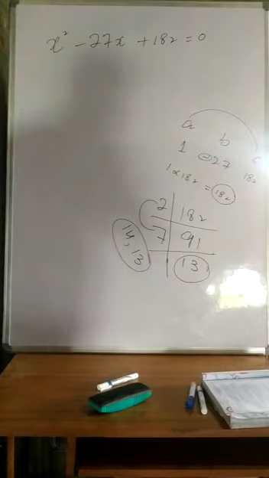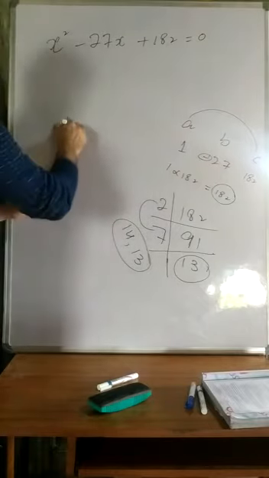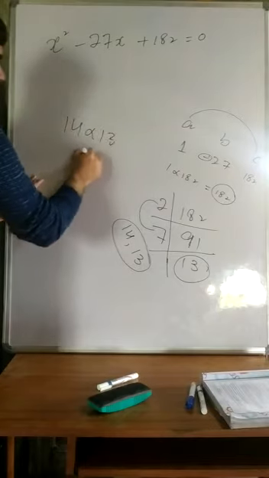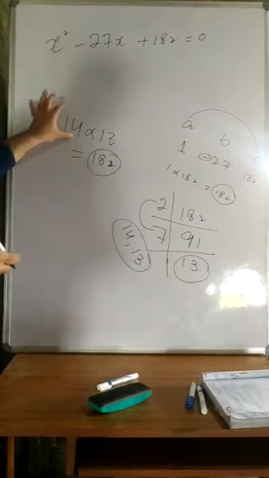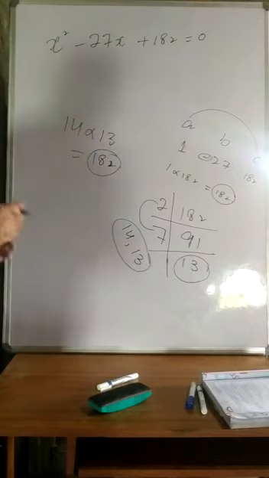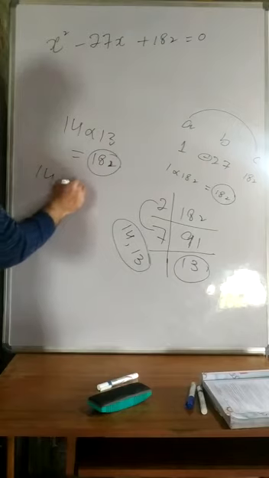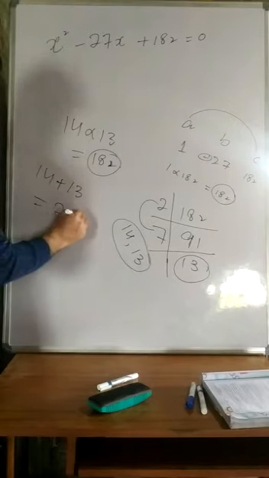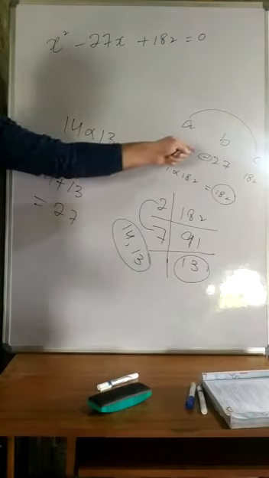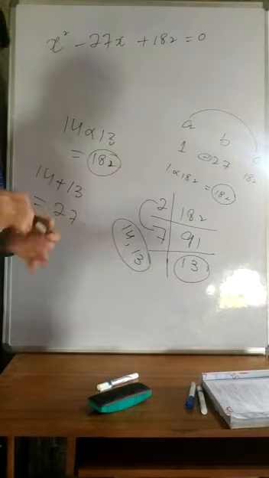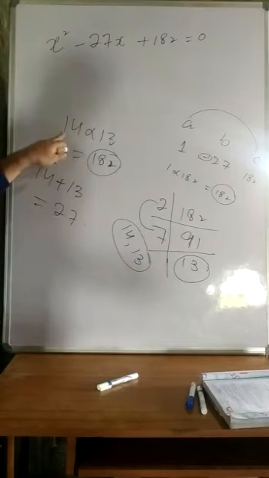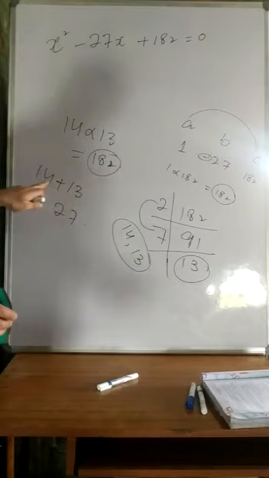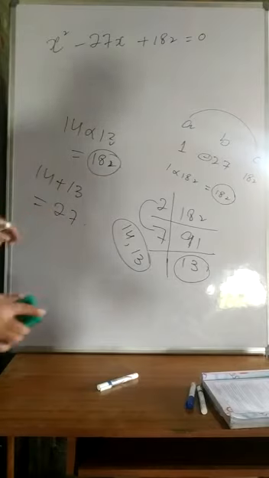Now 14 and 13, when you multiply 14 with 13, you will get 182. When you add them, it is 27. But you need minus 27. I told you, we will discuss it later. So far, you have two numbers, 14 and 13. When you multiply them, it is 182. When you add them, it is just 27.